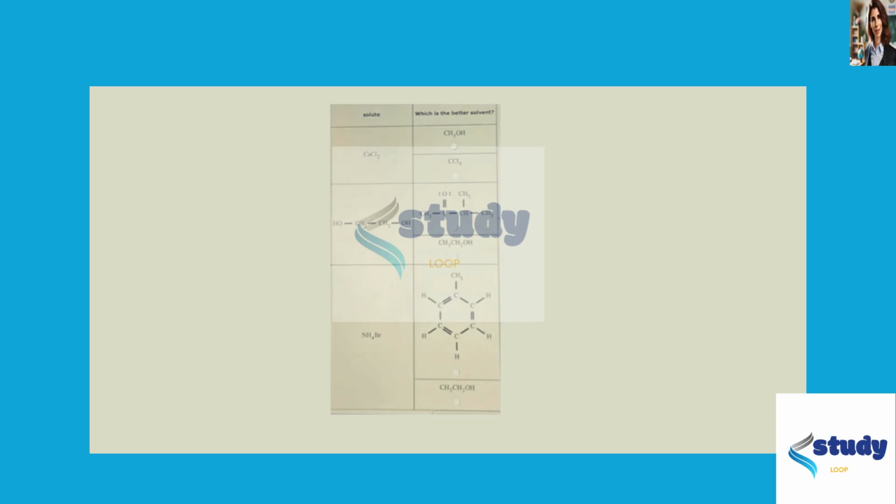All right, so we have a bunch of solutes here, 3 specifically, and for each one, we want to pick which one would be the better solvent to dissolve it. So we're going to use the principle of "like dissolves like," where the likeness we're talking about is the polarity of the species, which is related to the intermolecular forces.